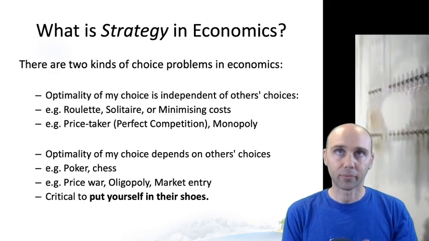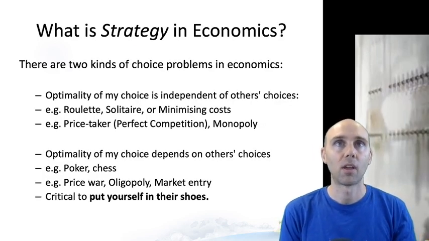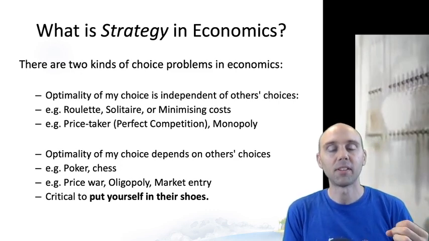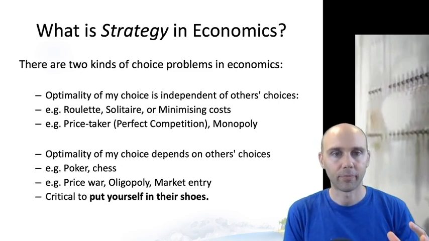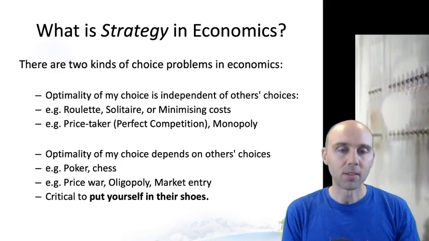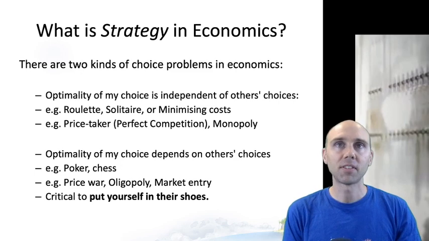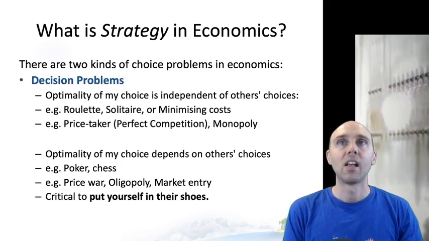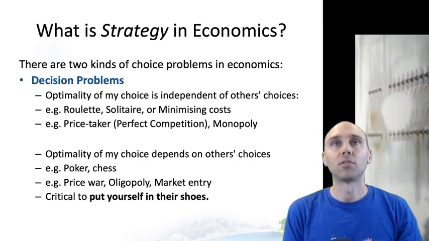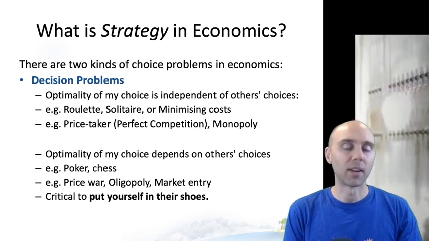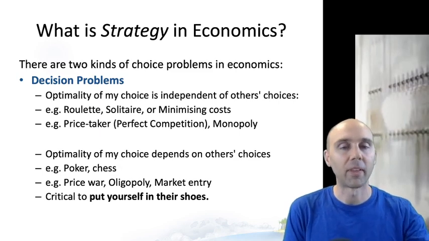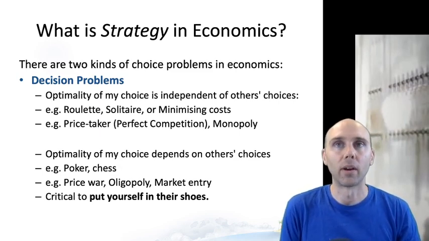So in economics, there are two types of problems in which people make choices. There are ones in which the optimality of the choice doesn't depend on what others are doing. And then there are those problems where how good your choice is depends on what others are doing. The first are just called decision problems in economics, such as games like Solitaire or Minesweeper, anything to do with just one player where you've got environmental conditions, even some uncertainty coming from known probabilities, but there aren't other players involved that you have to worry about.